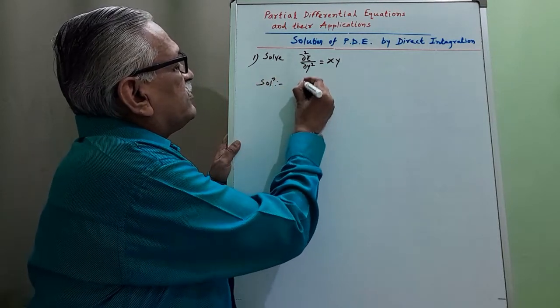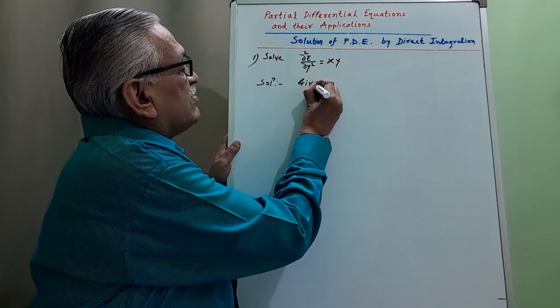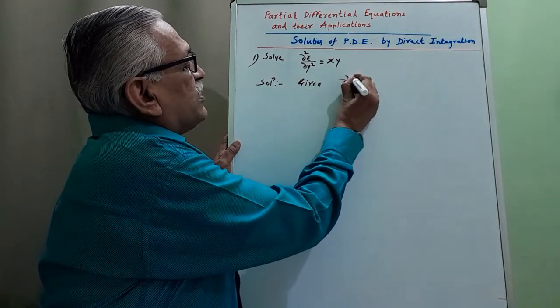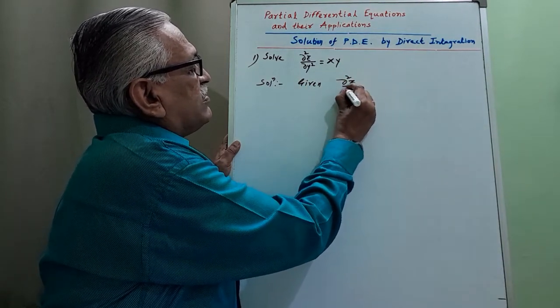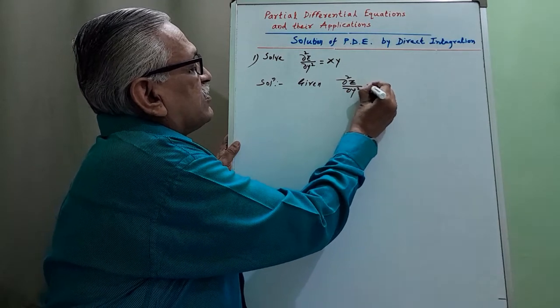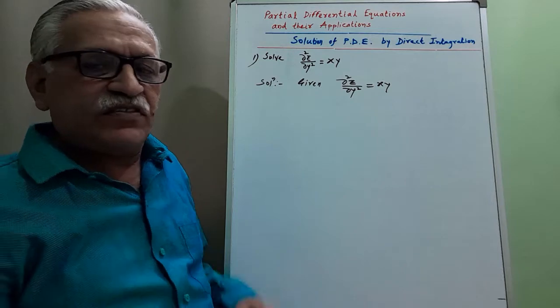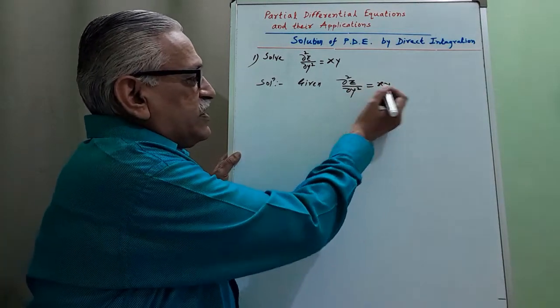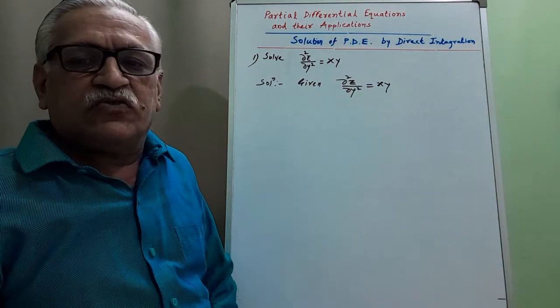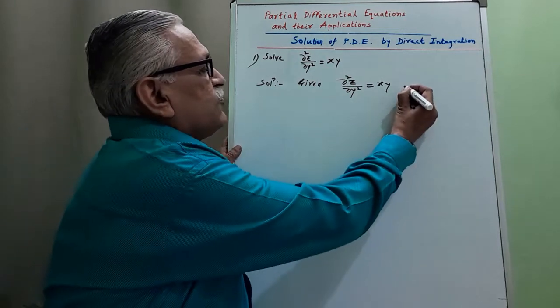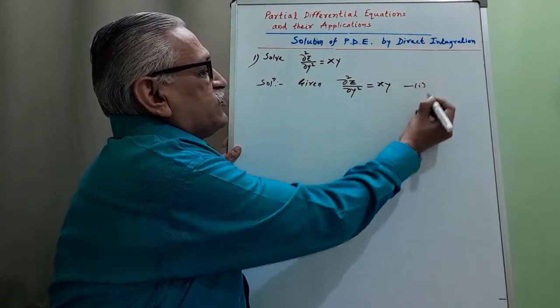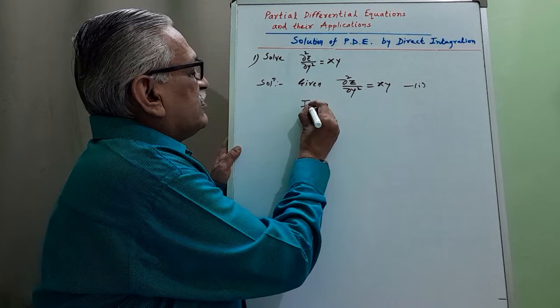Here given is ∂²z/∂y² = xy, a second order partial differential equation with z as dependent variable and x, y two independent variables. Therefore, the first step is we have to integrate this with respect to y.